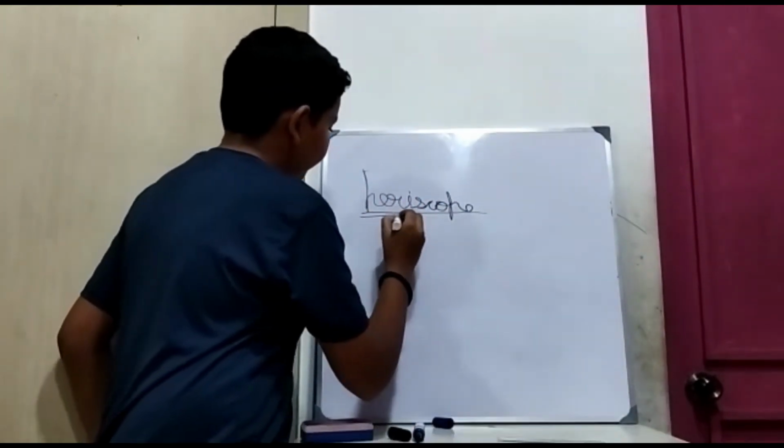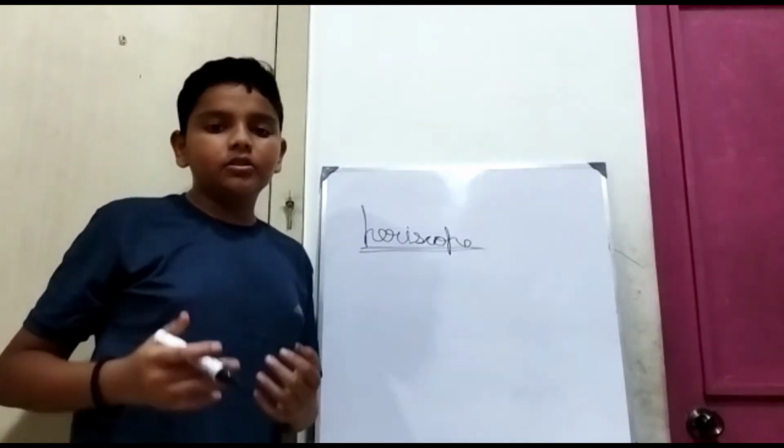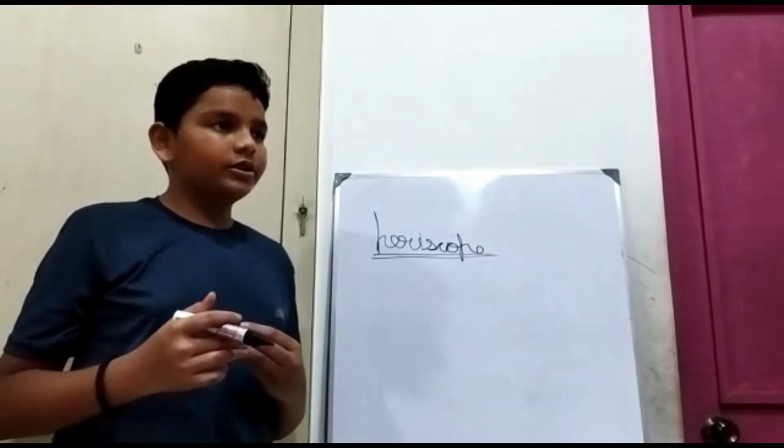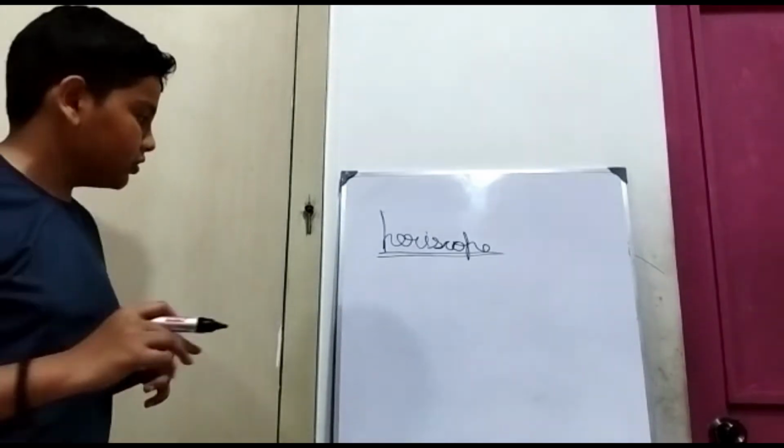So now we are going to see the periscope. Periscope is used in submarines and even in war tanks, and is used by army soldiers in the bunkers. So a periscope looks like this.